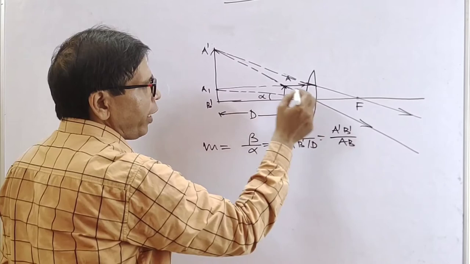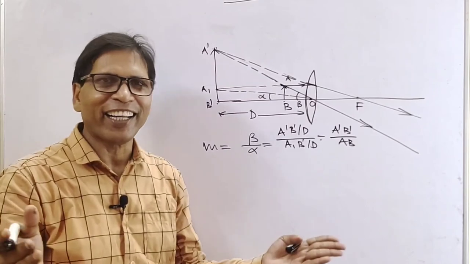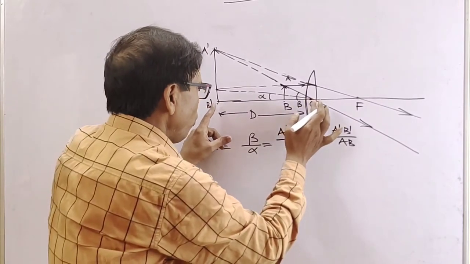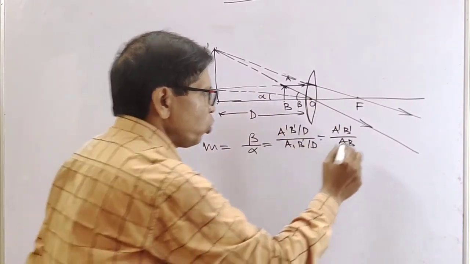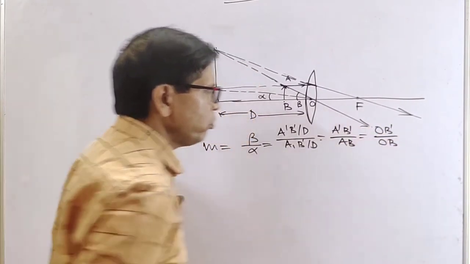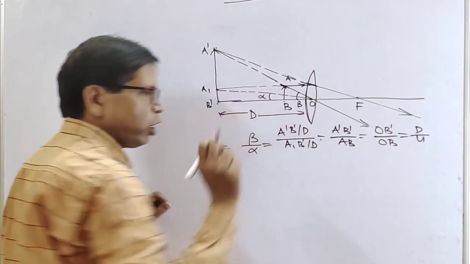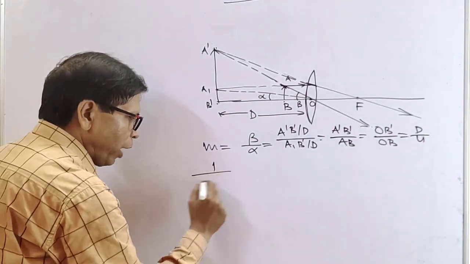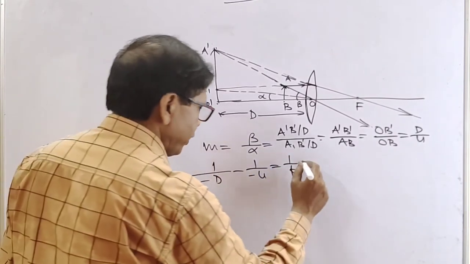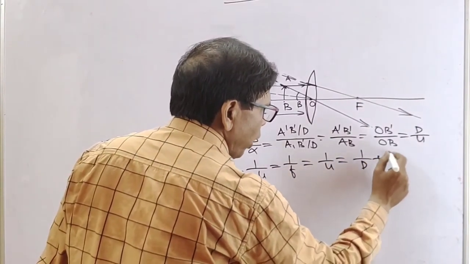From this, triangle OAB and triangle OA'B' are similar triangles. So look at this, A'B' by AB equals OB' by OB. Now OB' is equal to D, and OB is equal to the object distance U. Now we know 1 by minus D minus minus U equals 1 by F. So look at this, 1 by U equals 1 by D plus 1 by F.